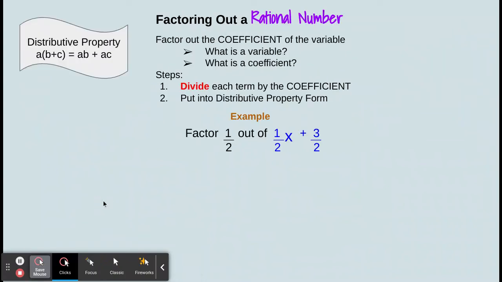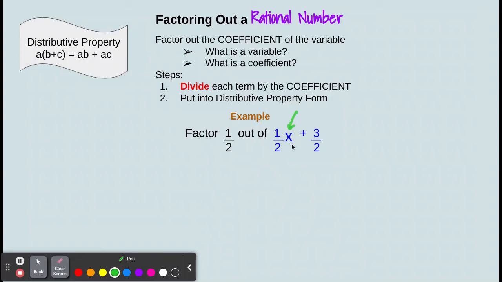All right. Sometimes we are told to factor out the coefficient of the variable. Now remember, the variable is the letter in your expression or equation. In this case it's x, and the coefficient is the number that goes in front of the variable. That's the coefficient. So we are asked to factor out the coefficient of the variable. That means we need to factor out 1/2.